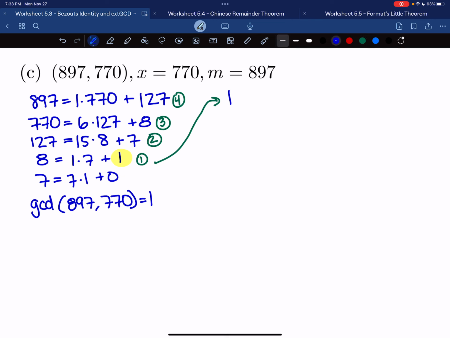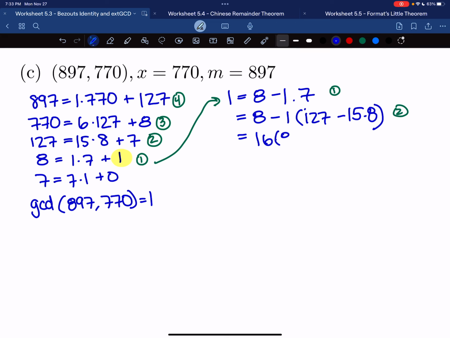So this is where we're going to start. 1 is equal to 8 minus 1 times 7. And 7 is equal to 127 minus 15 times 8. That was from equation 1, and this is from equation 2. And we can expand it out. So that's 1 plus 15, so it's 16 times 8 minus 1 times 127.